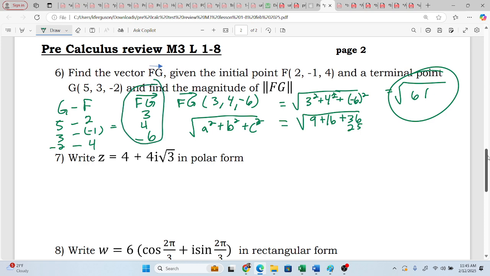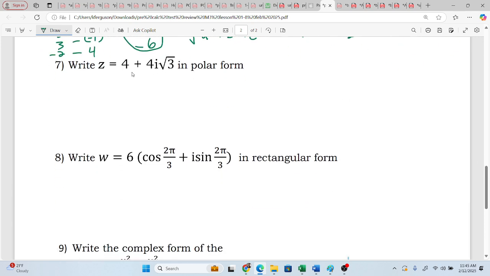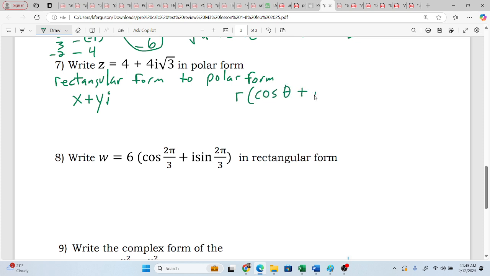Okay. So next, let's hit up changing stuff from rectangular form to polar form. Yeah, this is definitely a review, but it's been a minute, so let's do it. So rectangular form looks like x plus y times i, right? That's exactly what we got up there, right? And polar form is r times cosine of theta plus i times sine of theta.